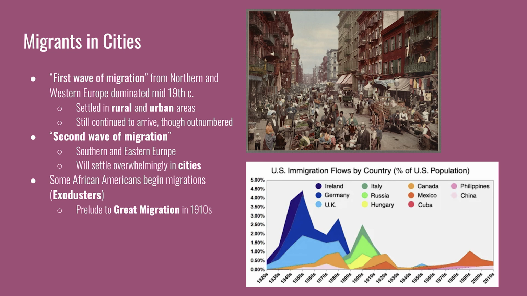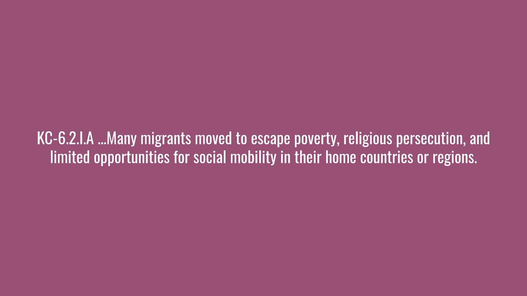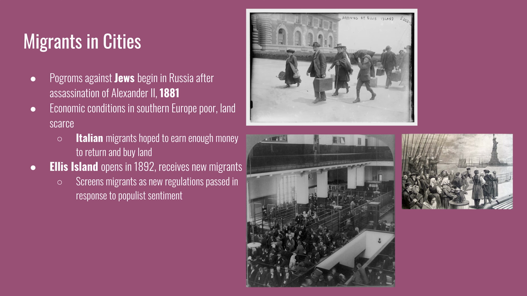However, this migration does not equal the levels that are seen in the Great Migration later on in the 1910s. The second part of the key concept says many migrants moved to escape poverty, religious persecution, and limited opportunities for social mobility in their home countries or regions. This part of the key concept reiterates the push factors that some migrants sought to escape.